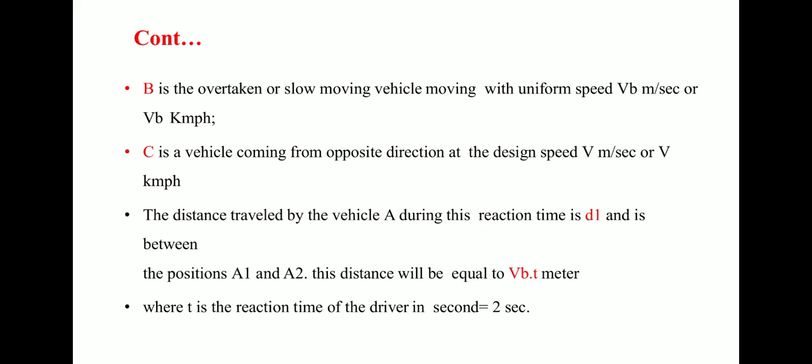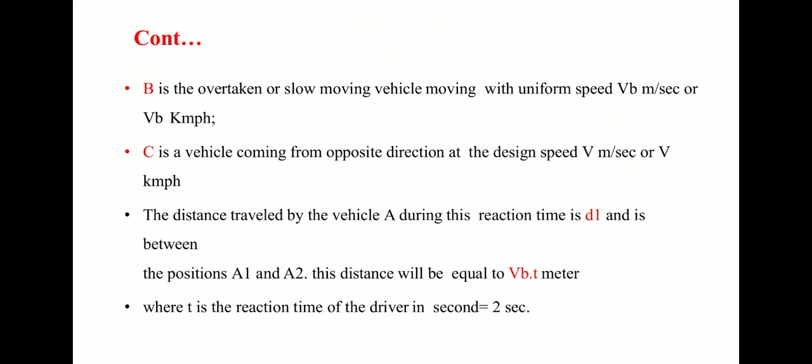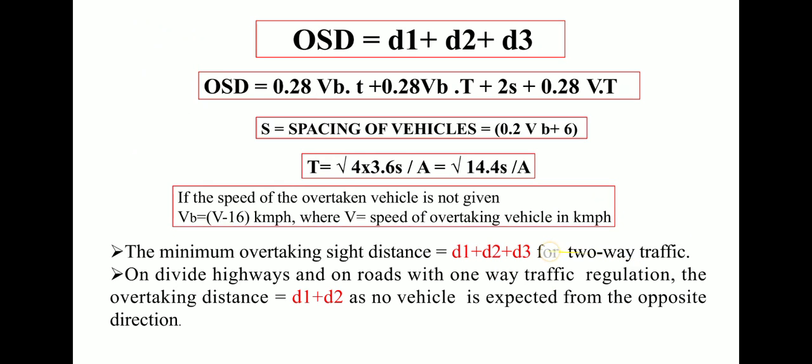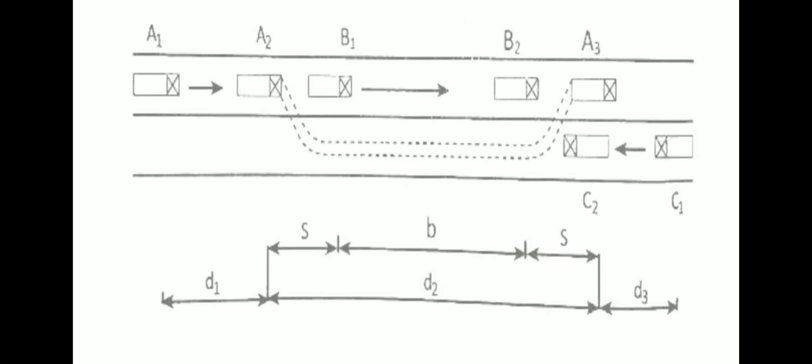Between the position A1 and A2, the distance will be equal to VB into t meters, where t is the reaction time of the driver. Now in overtaking sight distance, the reaction time of the driver is always taken as 2 seconds. This is important. And in stopping sight distance, reaction time is always taken as 2.5 seconds. So the reaction time of the driver in OSD, that is overtaking sight distance, is equal to 2 seconds.